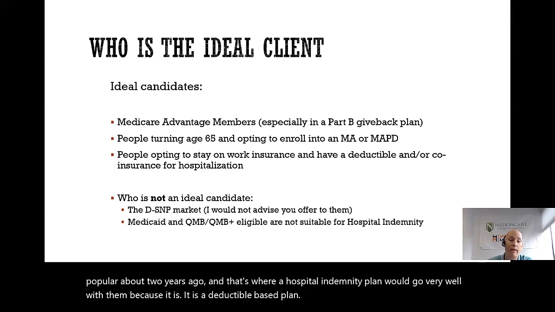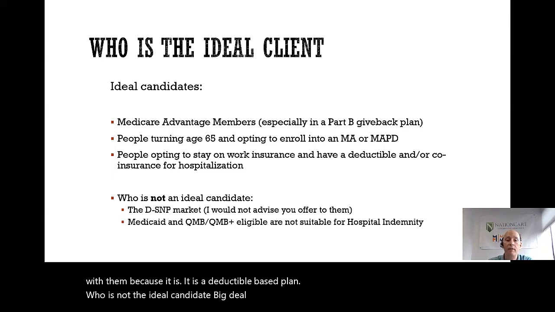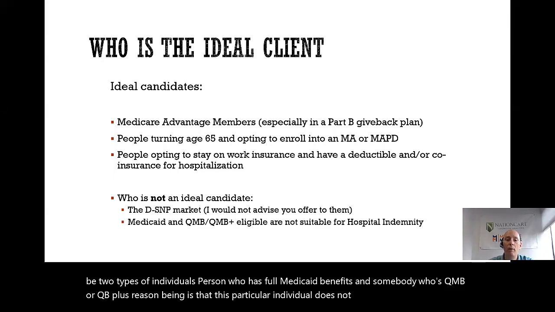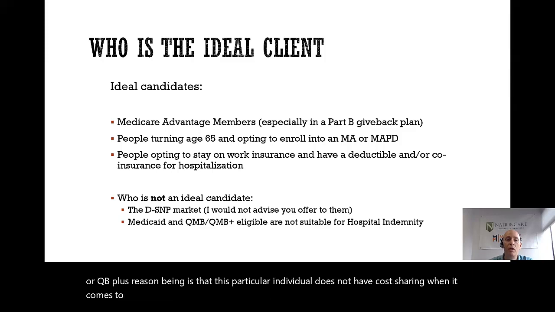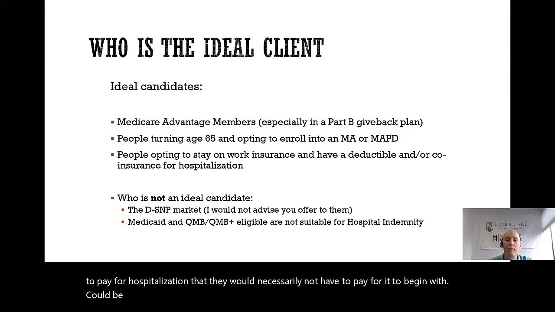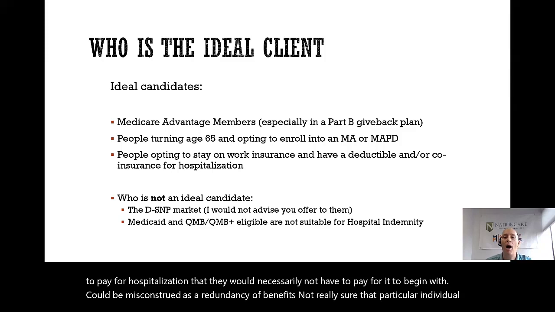Who is not the ideal candidate? Big deal here. Who is not the ideal candidate? Really it would be two types of individuals: a person who has full Medicaid benefits and somebody who's QMB or QMB plus. The reason being is that this particular individual does not have cost sharing when it comes to Part A and Part B benefits. To implement a hospital indemnity plan to pay for a hospitalization that they would not have to pay for to begin with could be misconstrued as a redundancy of benefits. Not really sure that that particular individual would benefit from a hospital indemnity plan.